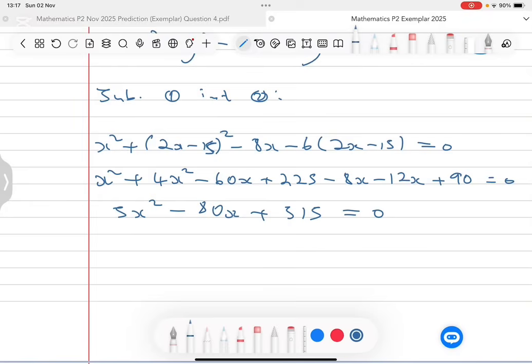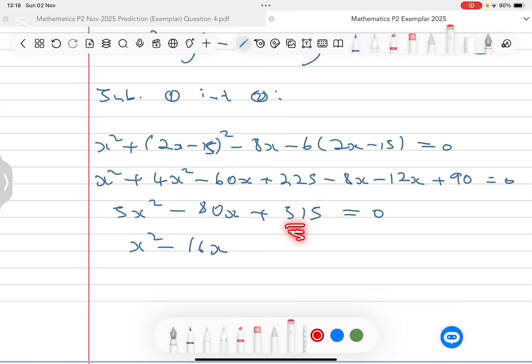Now from here, I'm going to reduce this equation, because I can see that 5 is a factor in 80, and also 5 is a factor in 315. So I'm going to divide each term here by the 5, so that I can be able to find my factors. If we divide here by a 5, we really get the x squared. If we divide here by a 5, we really get negative 16x.